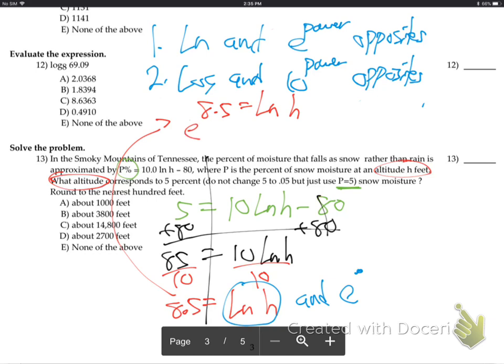You see this, you can just go e, gone. Does that make sense? E to a power. I just e powered both sides. And it's gone, so it's just h. That got h alone. E to the 8.5, type that into your calculator. E to the 8.5. And I'm getting 4914.7. Does that make sense what I did there?